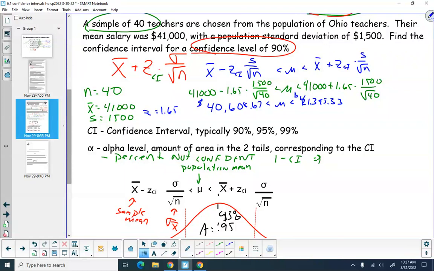Okay, so we have 40,608 and 41,395. If we take a look at the population mean of salaries of teachers in the state of Ohio, we are 90% confident we will be between these two values. That is the predicting agent that we have here.